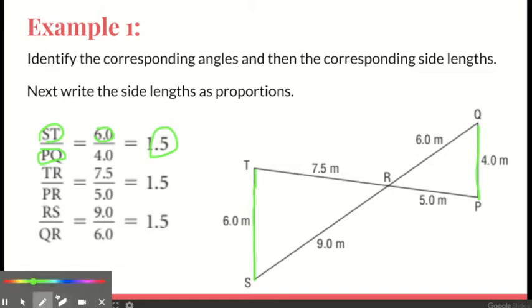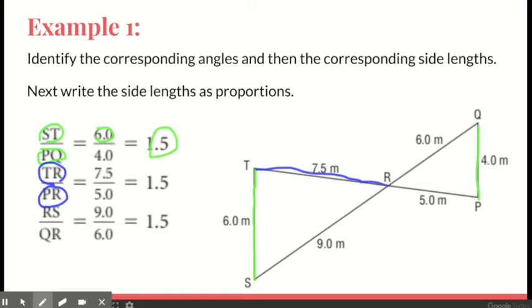All right, so let's change colors and let's look at TR and PR. Okay, so TR, not very good at drawing straight lines. Sorry about that. All right, so TR and P to R. Okay, so same thing.